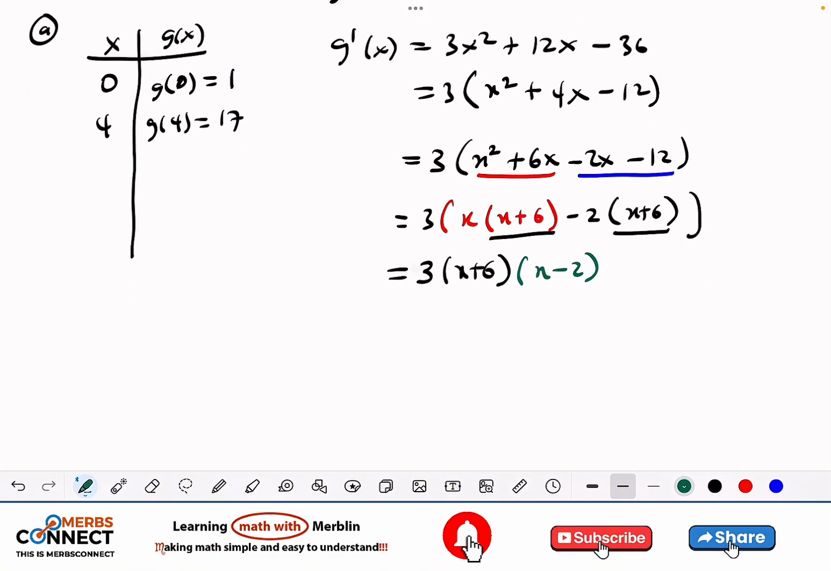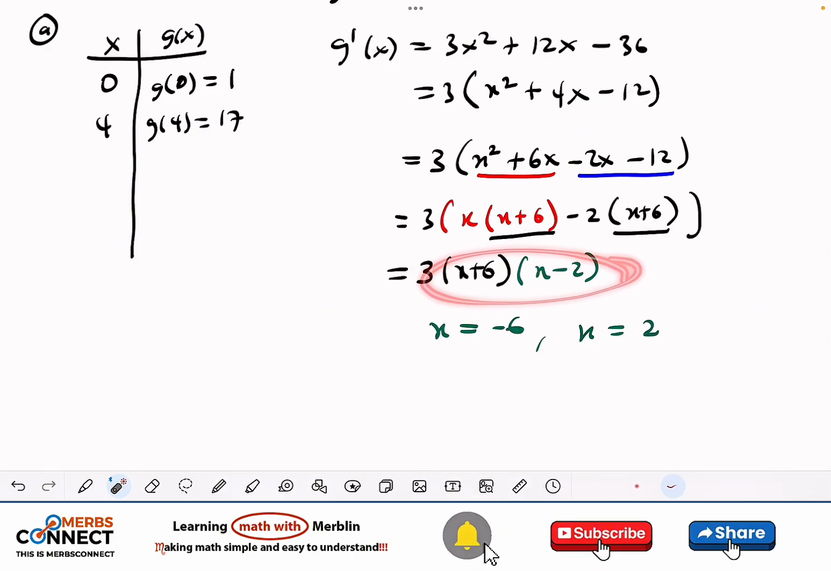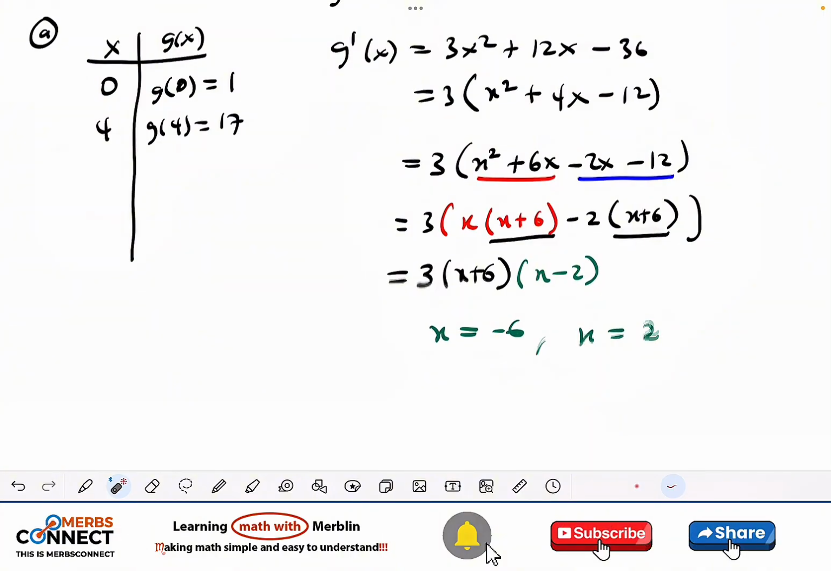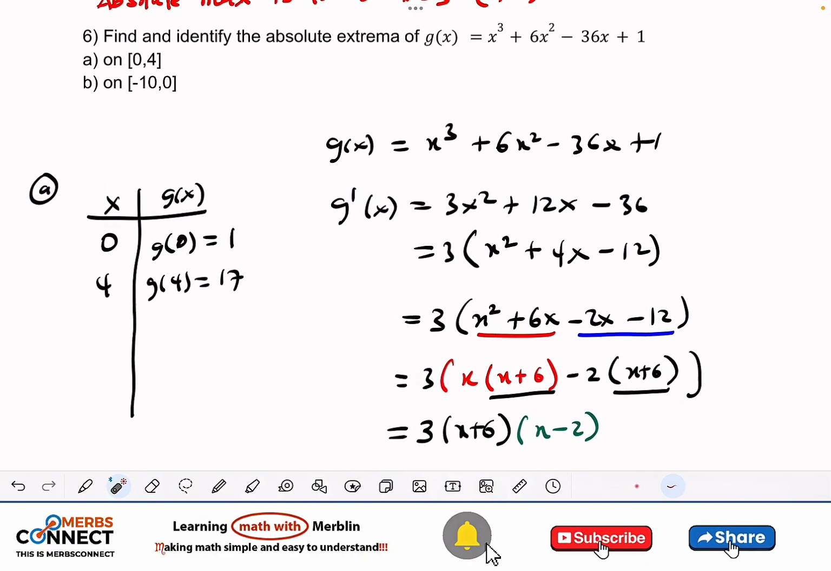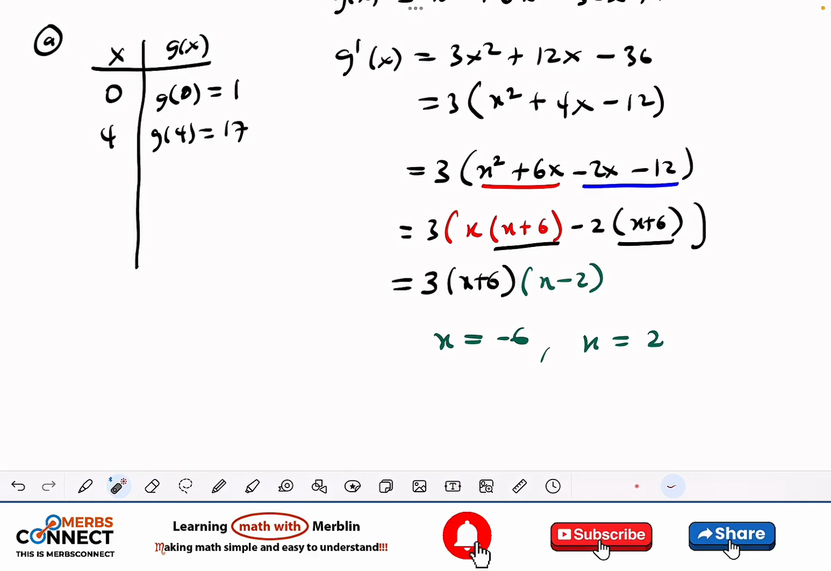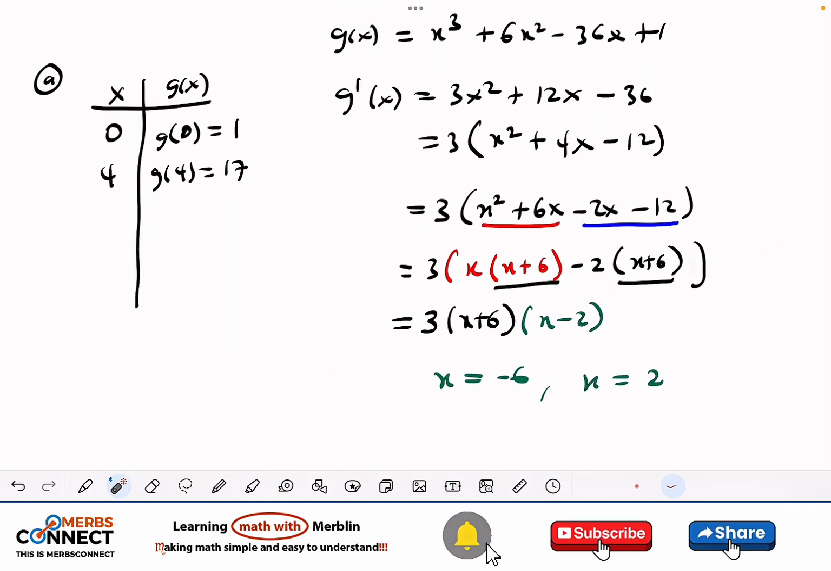This is so nice. So now here it is not hard for us to see that when x is equal to minus 6, this will be 0. And then when x is equal to 2, this is going to be 0. So now minus 6 and 2 are the critical points. But now the question is, let's go and check the domain. The domain needs 0 and 4. Which one is between 0 and 4? 2. Good. So we need to pick 2, and we need to go and look for g of 2.